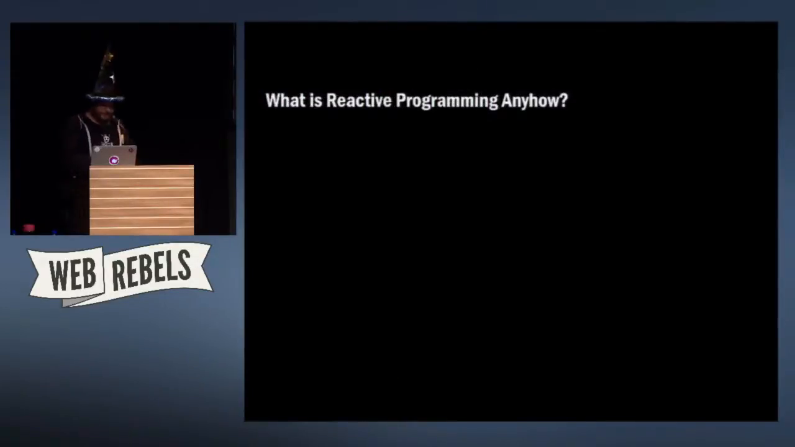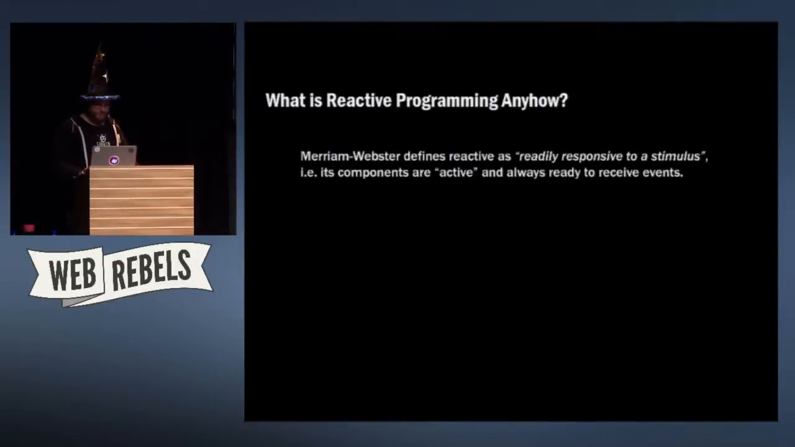Now, this term reactive programming that everybody seems to be using. I mean, if you go on to NPM on any given day, you will find this new reactive library that's going to change your life. And then, of course, you have React, and you have Reactive, and you have all of those other things that are just completely muddling the waters of what exactly reactive programming is. So let's go to the dictionary. The dictionary would tell us that it's readily responsive to a stimulus. Super helpful. So meaning its components are active and able to receive and process events.